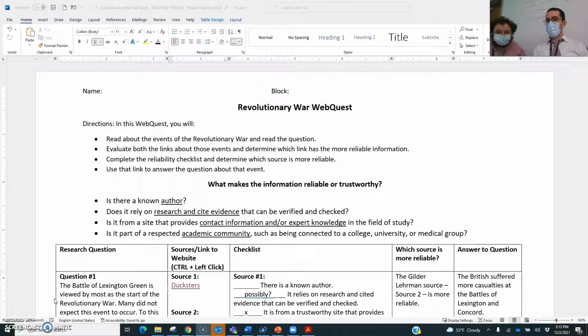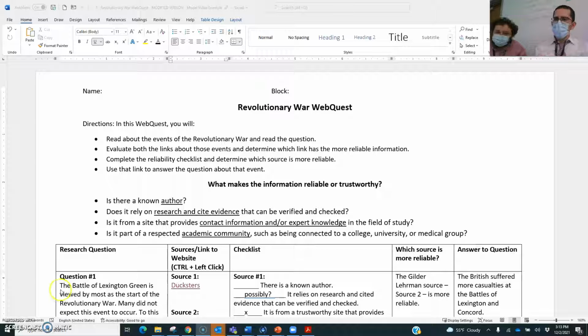Today, and for probably the next couple of days, we're going to be working on the Revolutionary War WebQuest. Directions: in this WebQuest, you will read about the events of the Revolutionary War and read the question. Then you're going to be evaluating the links or sources about those events and determine which link or source has the more reliable information. You're going to complete the reliability checklist and determine which source is more reliable. And then lastly, you're going to use that particular link to answer the question about the event.